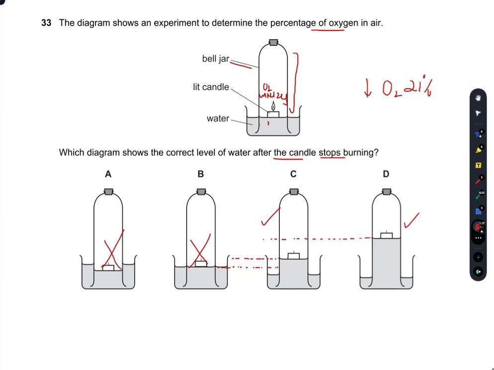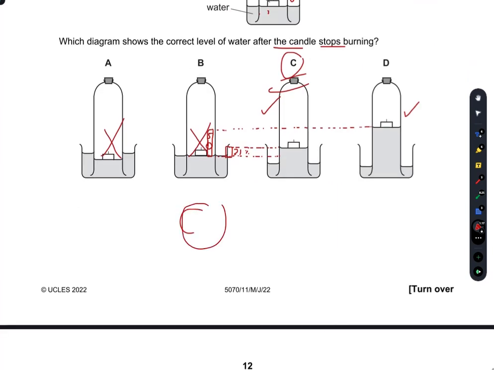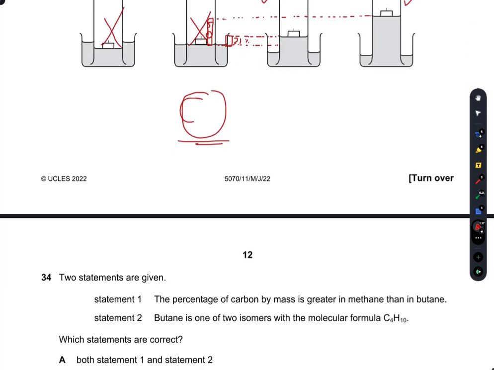In D, we can see that this change here is something like 50%, 50%, and this change here is 21%, approximately 20%. So C would be the right and the better option in my opinion.